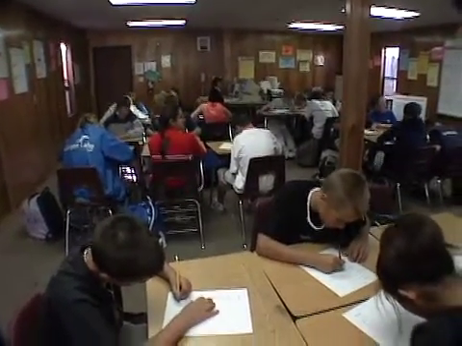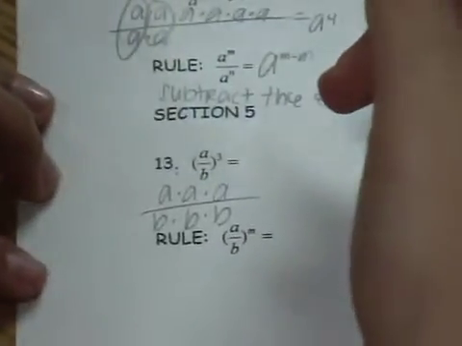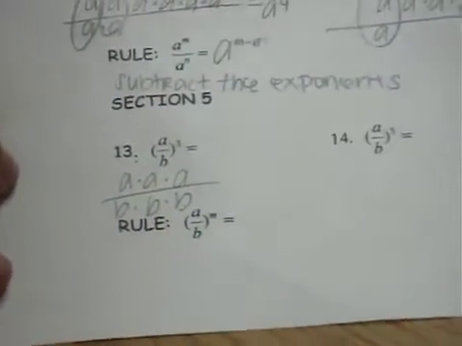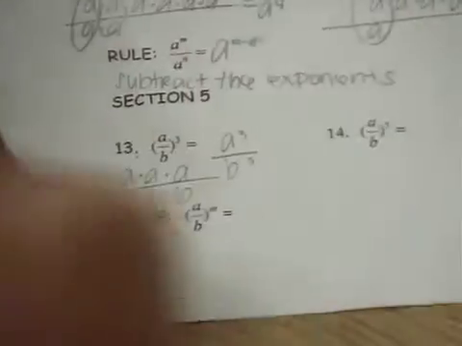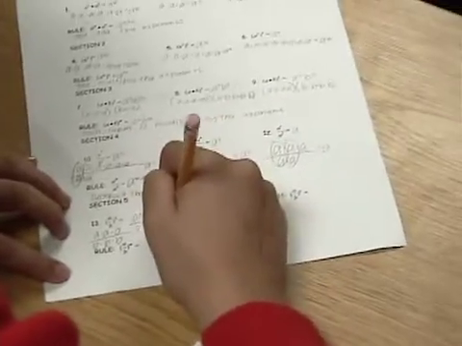Okay, so first we snap out, right? A times A times A over B times B times B. So wouldn't it equal A over B? I don't know. Well, how many A's do you have? 3. So how do you write that? Oh, so wouldn't it be A cubed over B cubed? Okay. Looks good to me. Try the next one and see if you see a pattern develop.